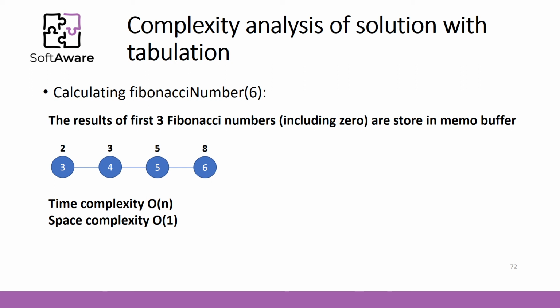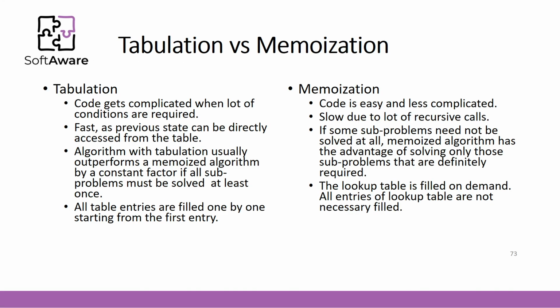Let's talk about the advantages and disadvantages of tabulation and memoization. Tabulation has these properties. Code gets complicated when a lot of calculations are required. It is fast as the previous state can be directly accessed from the table. An algorithm with tabulation usually outperforms a memoized algorithm by a constant factor if all subproblems must be solved at least once. All table entries are filled one by one starting from the first entry.